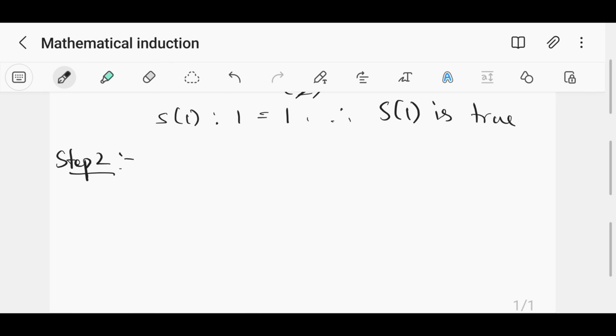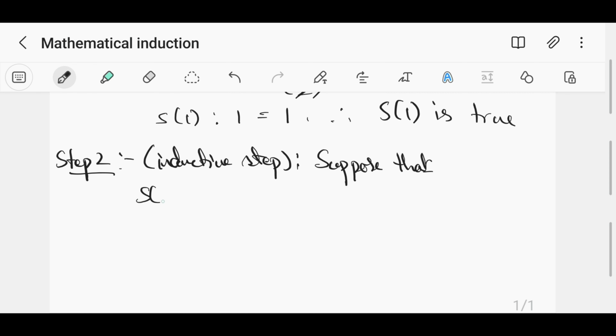So in step 2, I told you it is an inductive step, or you can also say induction step. So here we are assuming that n is equal to k. Suppose that S(k), that is, in place of n you are substituting k. So what do you get?